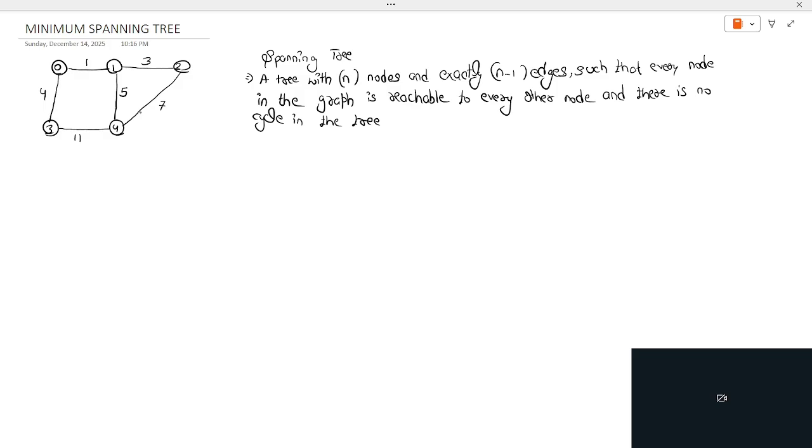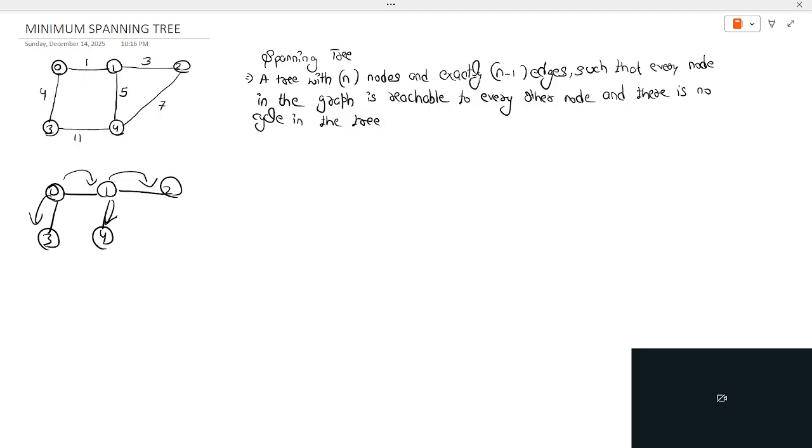For example, if we consider this graph, there can be multiple possible spanning trees. One could be 0, 1, 2, 3, and 4. So the number of nodes in this graph is 5 and the number of edges is 4. So this is a spanning tree, and from every node in the graph we can reach any other node in the graph. For example, if we consider 0, from 0 we can reach 1 and 2 and 3 and 4.